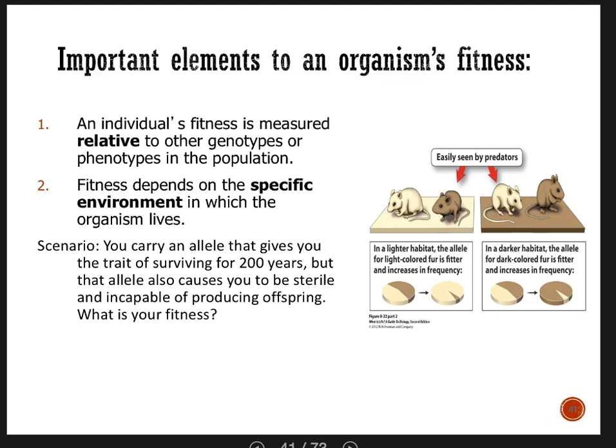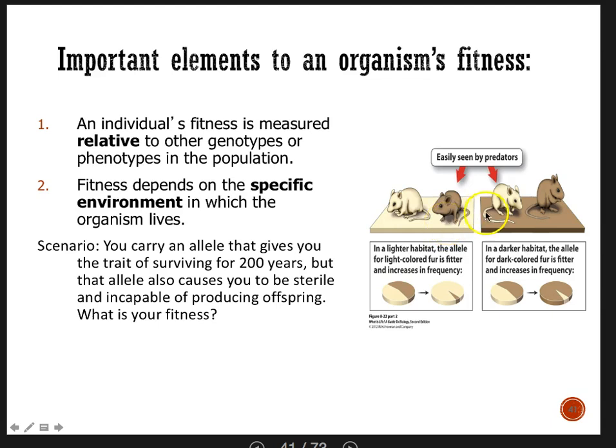So some important things to think about with relation to natural selection. Fitness is relative. So if you have two mice living in a light-colored background, and some of the mice are light-colored and some of the mice are dark-colored, which mouse is more likely to survive to reproduce? Well, clearly the one that blends in a little bit better is going to be able to avoid those predators a little bit better. And so you're going to get the fitness of the light-colored mouse being at a higher rate than the fitness of the dark-colored mouse.